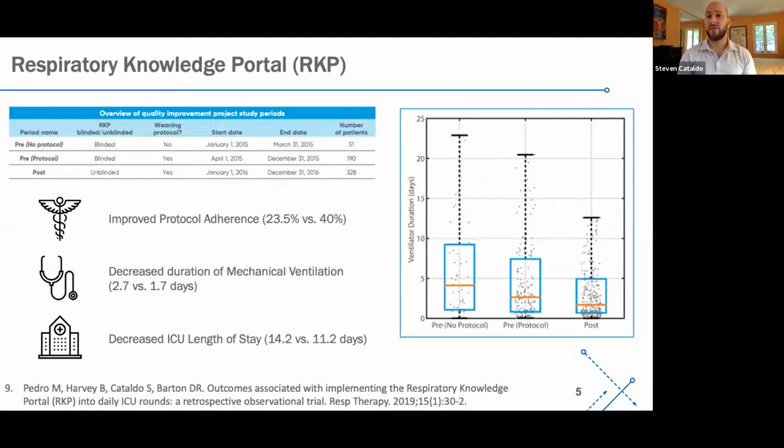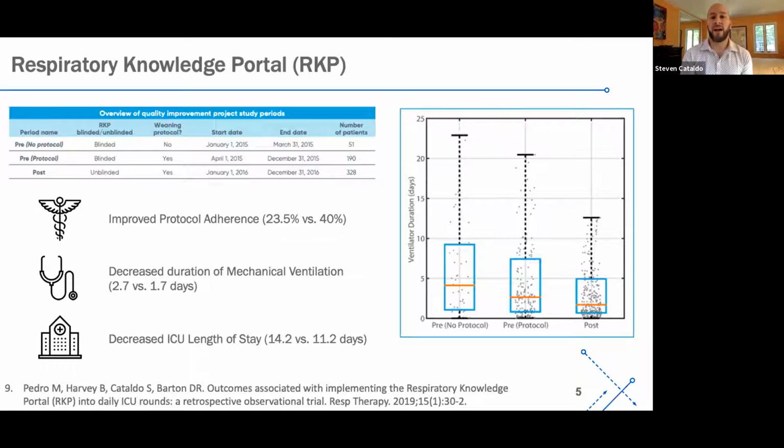And then they opened up RKP, they unblinded RKP to the clinicians. All right, this was at a central workstation, so it was put onto the computers at the central nursing station in the ICU, and then they looked for another year at all those patients now unblinded. So now the clinicians can use RKP to help guide therapy and use their protocol the best that they could.